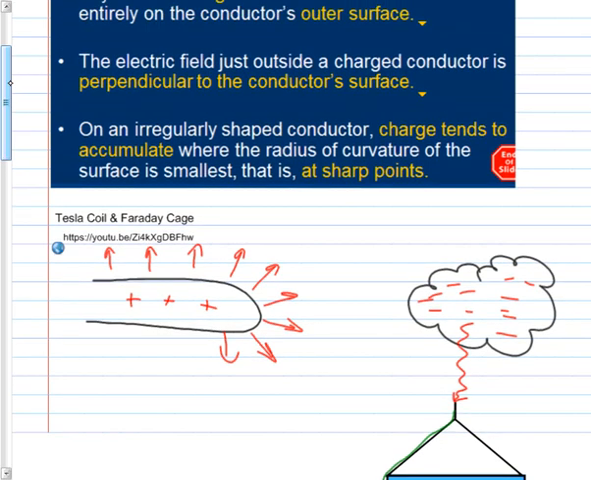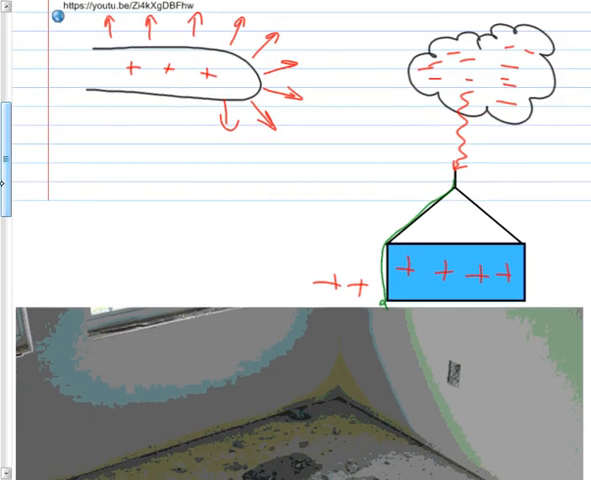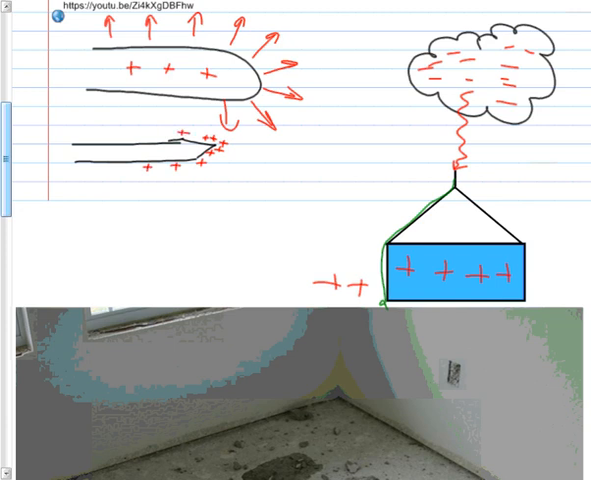On irregularly shaped conductors, charges tend to accumulate where the radius of curvature of the surface is the smallest, that is, at the sharpest point. We're going to get to that picture in just a little bit. So if I have a conductor shaped like this, then I am going to have a stronger accumulation of charges here than I will out here. It has everything to do with the geometry of the direction that those forces are going to be, and when it's sharper, they can get closer to each other.